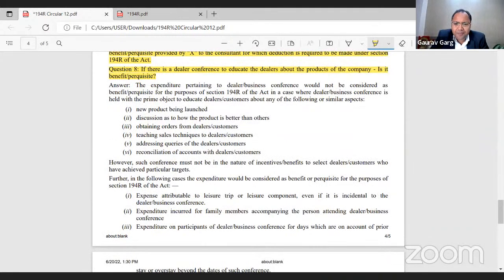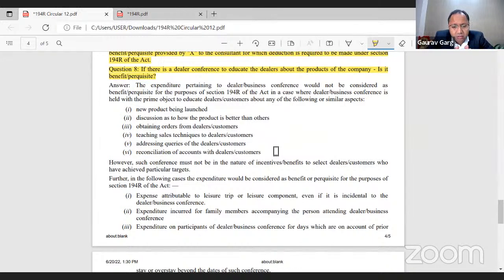In a nutshell, if they are coming to the conference to understand the product, for the purpose of business, no problem. So new product being launched, discussion on how the product will work, obtaining orders, teaching sales technique, addressing queries, reconciliation of the accounts, no problem. They should come, they should gain knowledge, and they should go back.